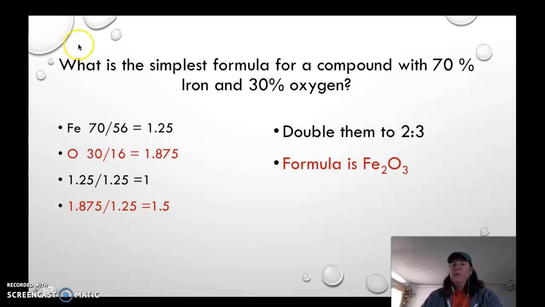So when you're doing the simplest formula or the empirical formula, take the amount they give you. Sometimes it's in grams, sometimes in percent. It doesn't matter. You solve them exactly the same way. Take the amount they give you, divide by its mass from the periodic table. That'll give you your moles. And then set up your ratio with the smallest number on the bottom.